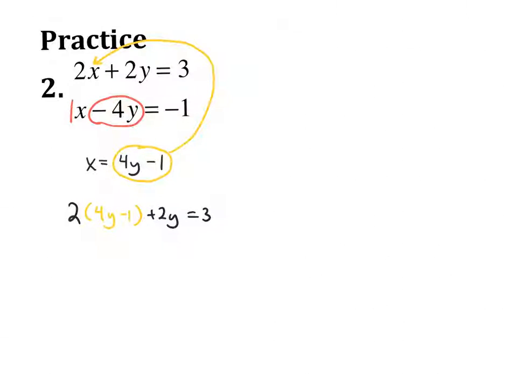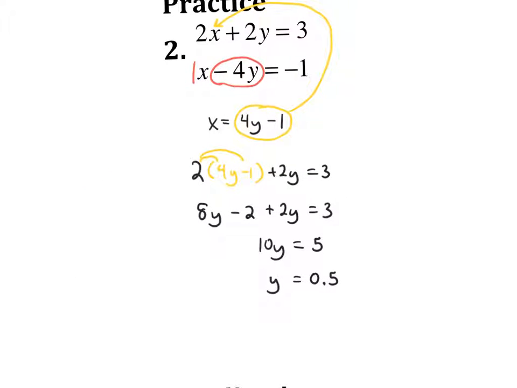Now I can distribute. Again, we don't need the arrows and the arcs, but if that helps you, then do it. 8y minus 2, don't forget that minus 2, plus 2y equals 3. I'm going to combine like terms to get 10y, and while I'm there, I'm going to add the 2 to both sides. And lastly, I'm going to divide, and in this case, I get 1/2 or 0.5, whichever you prefer.